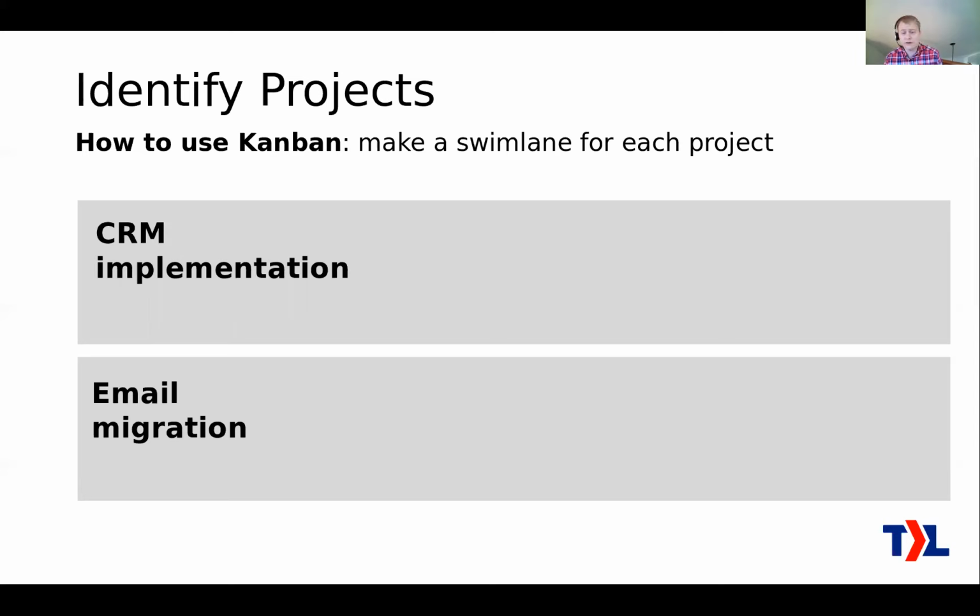How you would start here is, at this point, you make what's called a swim lane. It's just a horizontal group, basically. So you make one for each project. Here we have an example: CRM implementation for somebody, and email migration. So two projects. You're going to have more probably, but this gives you the idea. And that's actually all you have to do for the identify projects stage. It doesn't even look like a Kanban board yet, but that's coming.